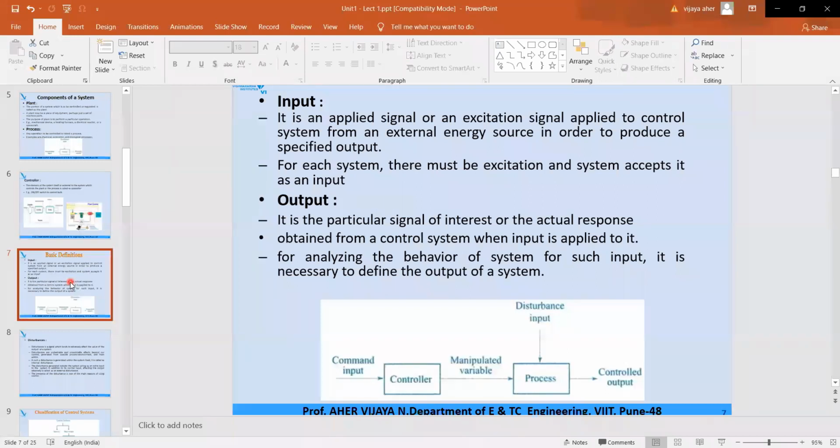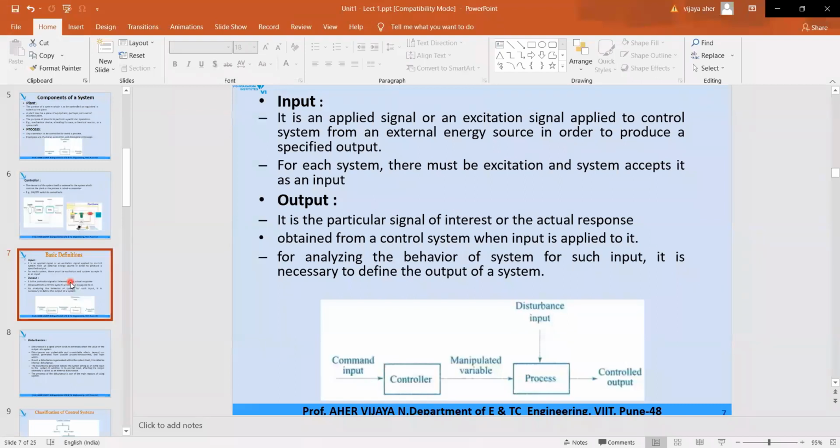But what is input? The proper term for input is manipulated variable. The proper term for output is controlled variable or controlled output. So manipulated and controlled. Manipulated is nothing but input. Controlled is nothing but output. That you have to remember.